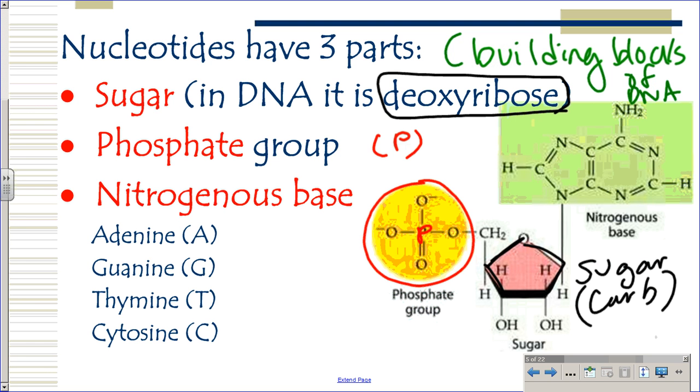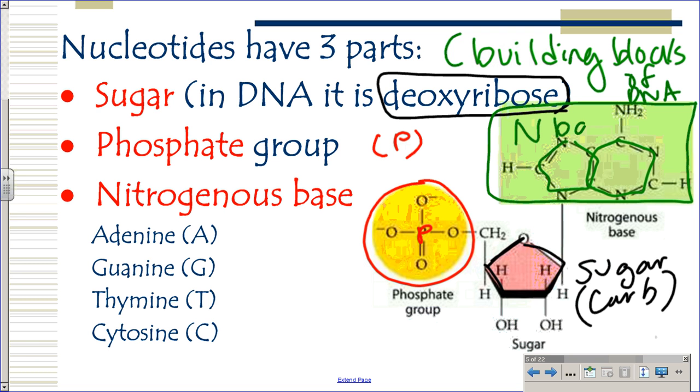And then attached to the sugar is this big green thing in this case, but it's different for every type or version of them. And those are called the nitrogenous bases or nitrogen bases. In this big thing, you could just put a big square because it's going to look different on every single one. But this has like a little carbon ring and a nitrogen ring. It's got all kinds of crazy bonds in there. I'm just going to put N base, so nitrogen base. And that's referring to any variety that we have.